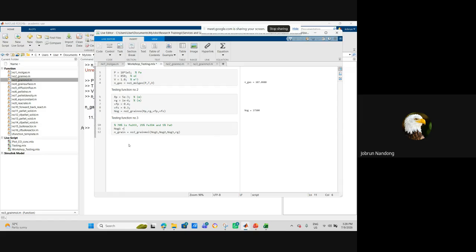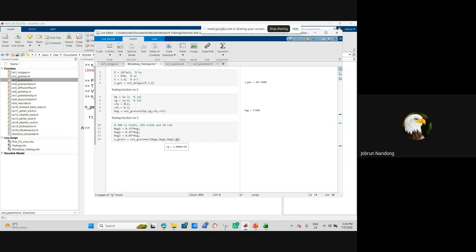Let's say now we can write it like this. NOG1 equal to 0.75 star NOG. NOG is the total number of grains. NOG2 equal to 0.25 star NOG. NOG3 equal to 0.05 star NOG. Now we can run that here because all of the inputs are already specified.